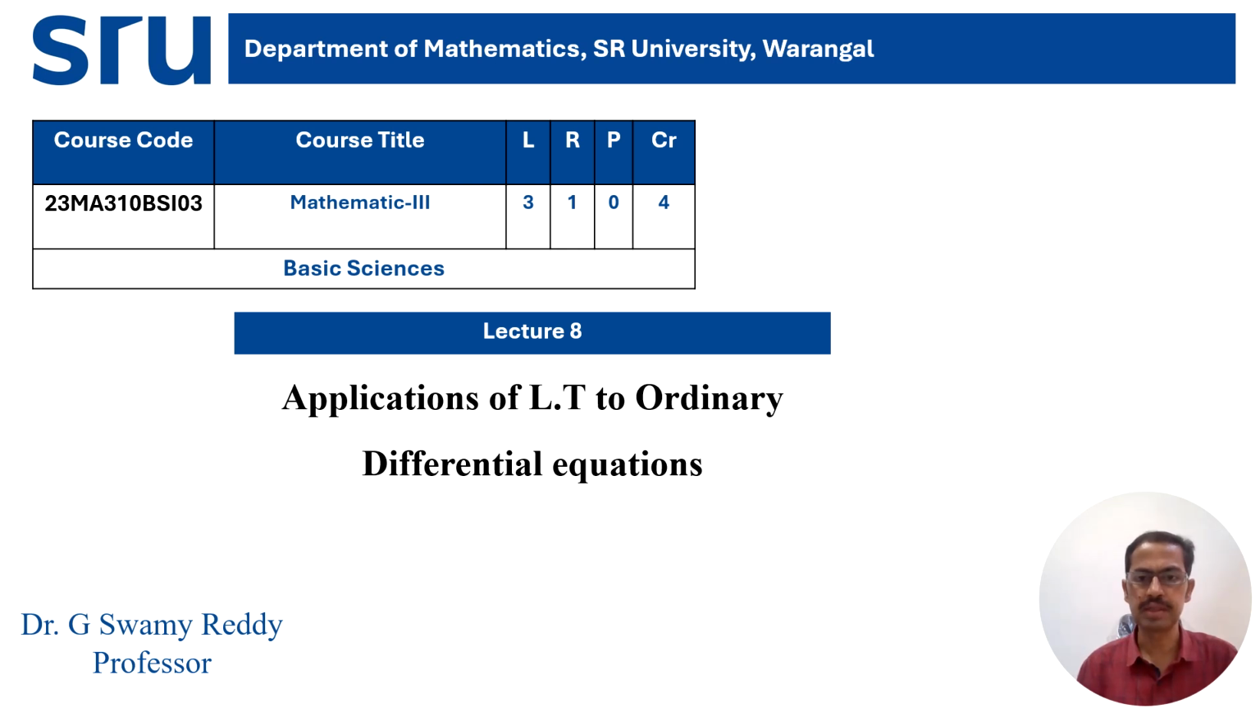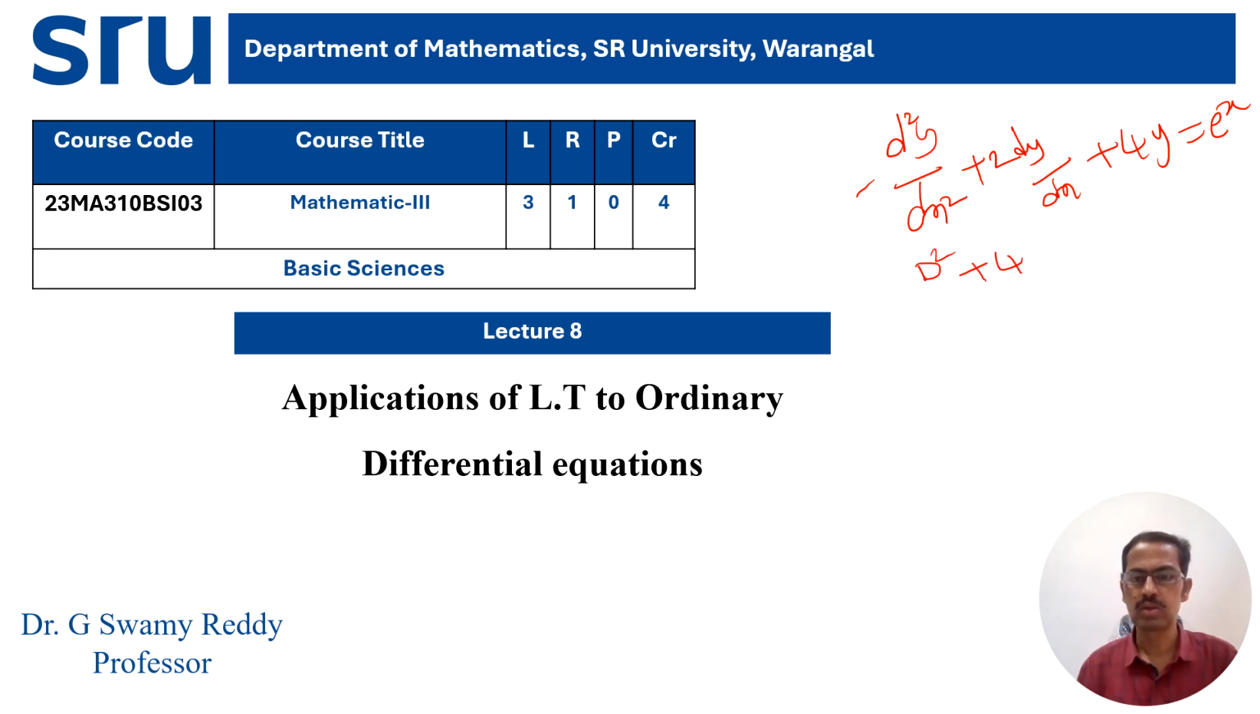Suppose, for example, the differential equation is like this: d square y by dx square plus 2 dy by dx plus 4y equal to e power x. So how do you solve? Normally the differential equation is first written in operator form: (D square plus 2D plus 4) y equal to e power x, or first equal to 0, right? What is D here? Capital D is equal to d by dx, the differential operator.